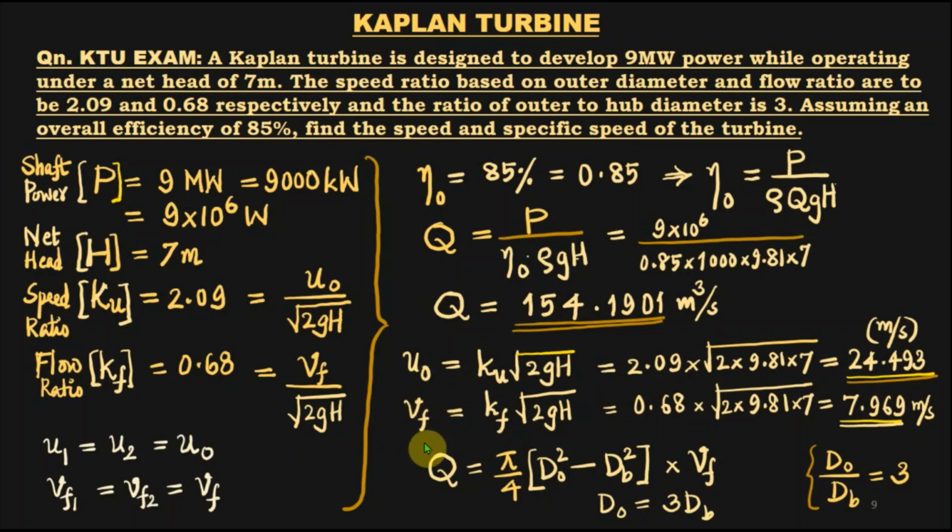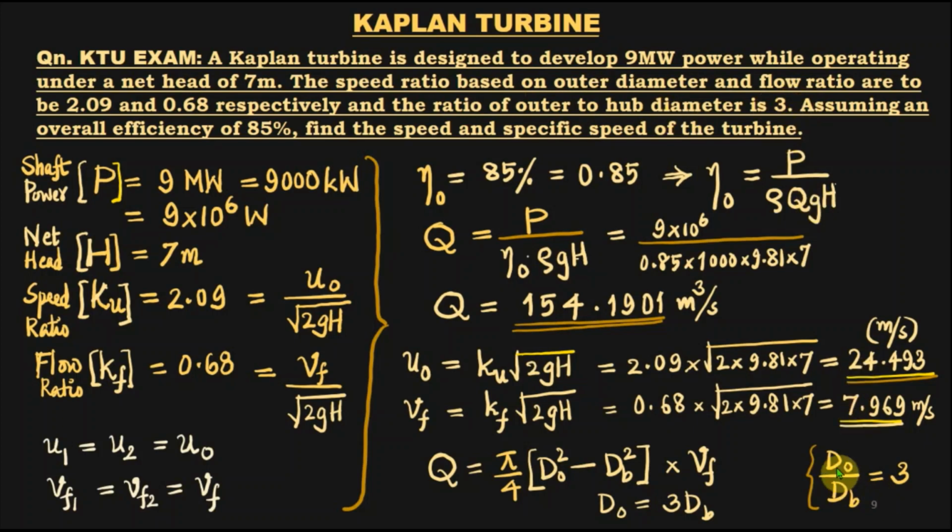And now velocity of flow Vf is equal to Kf into root of 2gh, that is equal to 0.68 into root of 2 into 9.81 into 7, that is equal to 7.969 meter per second. We know that the discharge of flow rate through the Kaplan turbine runner Q is equal to pi by 4 into d naught square minus dB square into Vf. D naught is the diameter of the runner at the outer tip, and the diameter of the Bose or hub is dB.